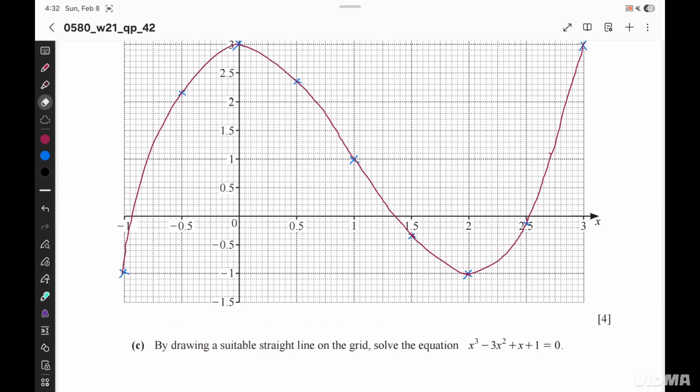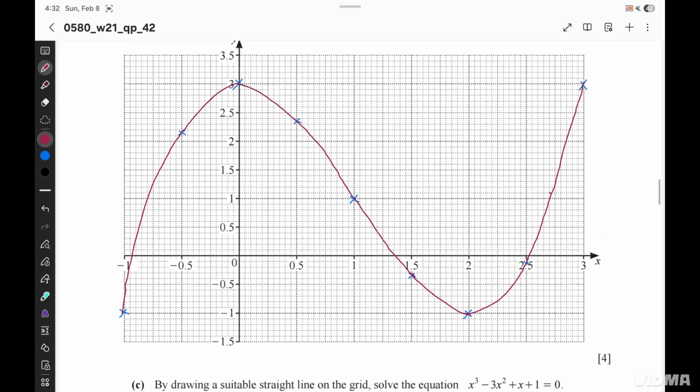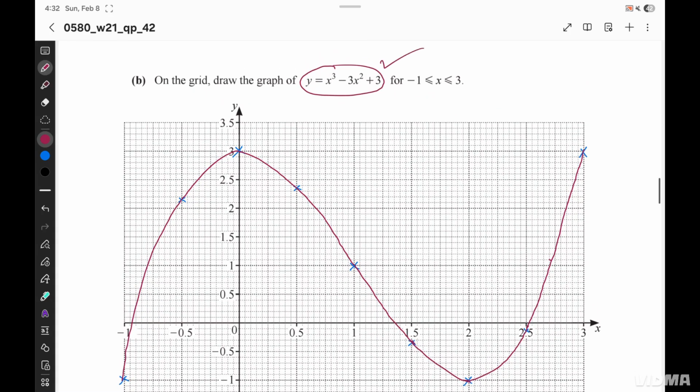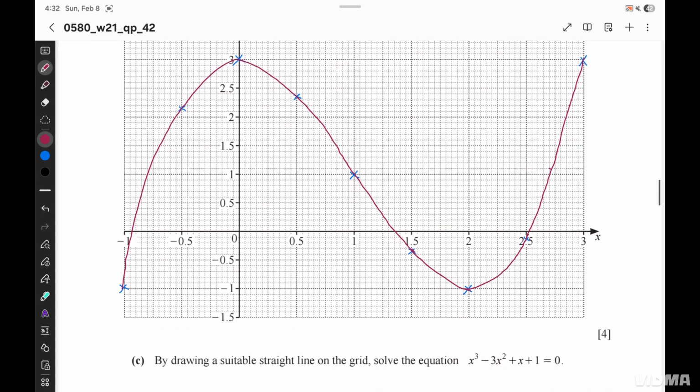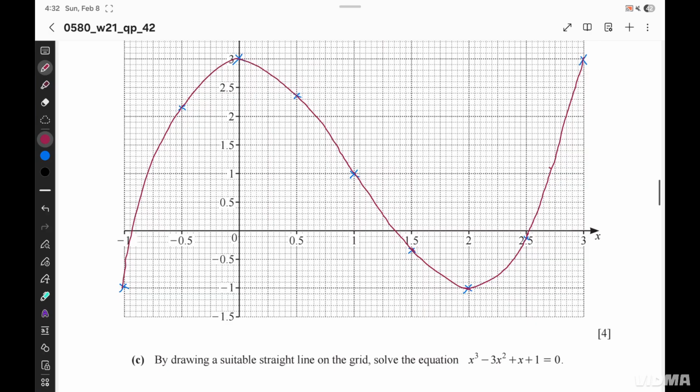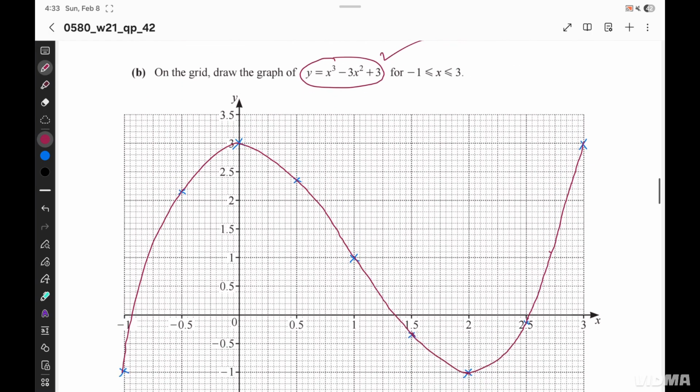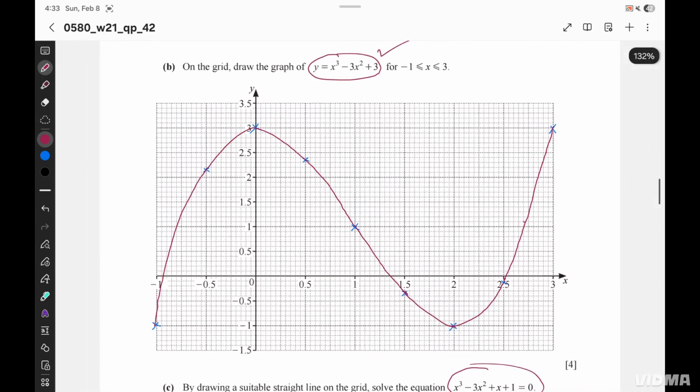Okay, in the last part you have to draw a suitable line on the grid, and then you have to solve this equation. Basically you have to solve it graphically. So whenever we are asked to solve an equation like this, what are we supposed to do? You have to go to your original equation, that is this one, and you have to try to make one side of the equation same in both of these equations.